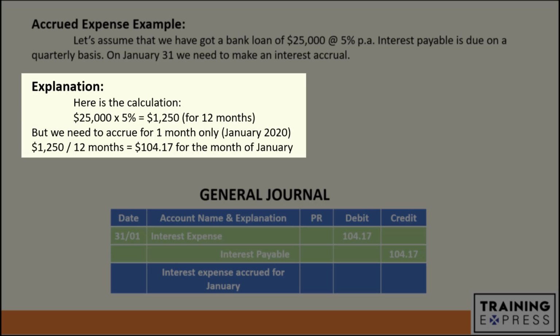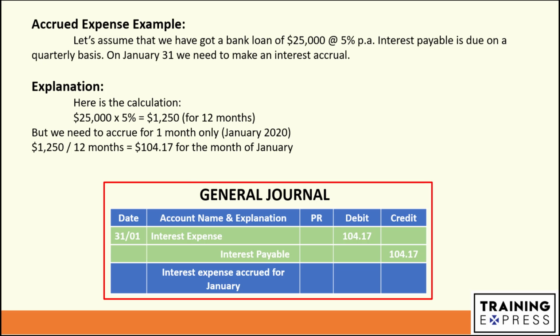Explanation: $25,000 is our bank loan and the annual interest rate is 5%, which is $1,250. Now this $1,250 is for the whole year, and here we need only for 1 month, for January 2020. So we will take $1,250 and divide it by 12 months. So our monthly interest will be 104.17. As this is an expense, so we need to record this as an expense.